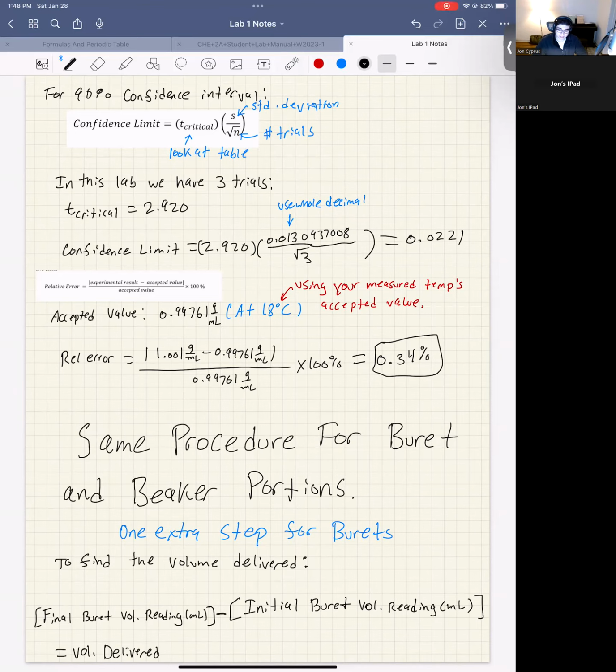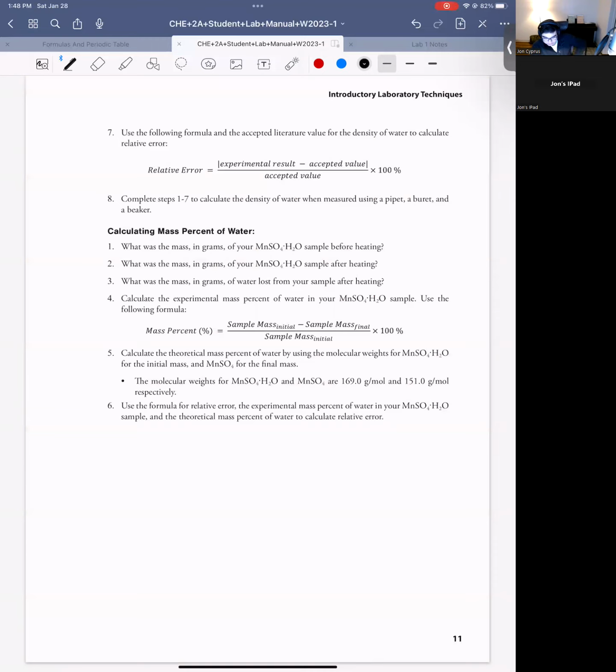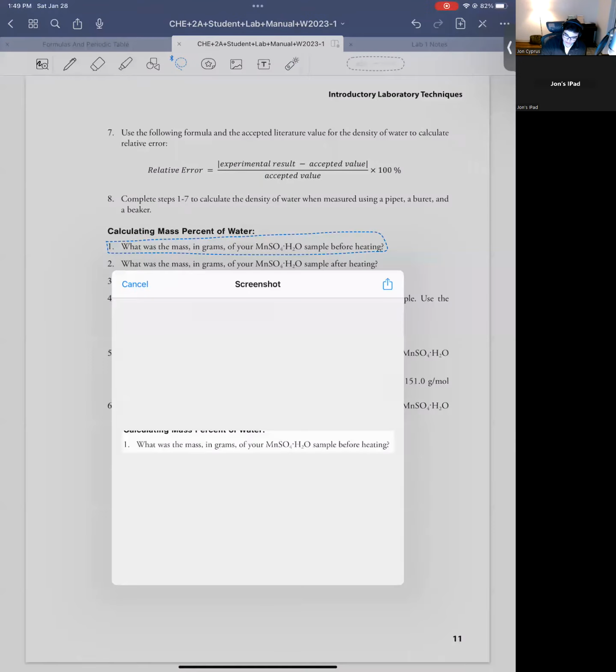So now we're going to do the manganese sulfate part. So looking at the lab manual, it says, what is the mass of grams in your MnSO4 sample before heating? So I'm just going to copy and paste all these. I think it would be easier to follow like that.